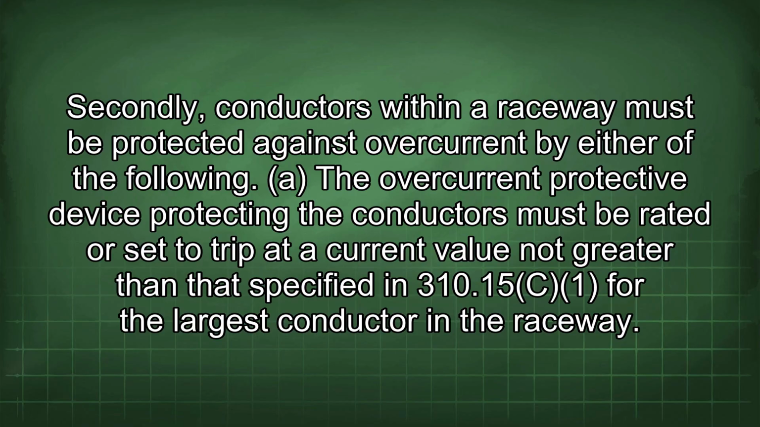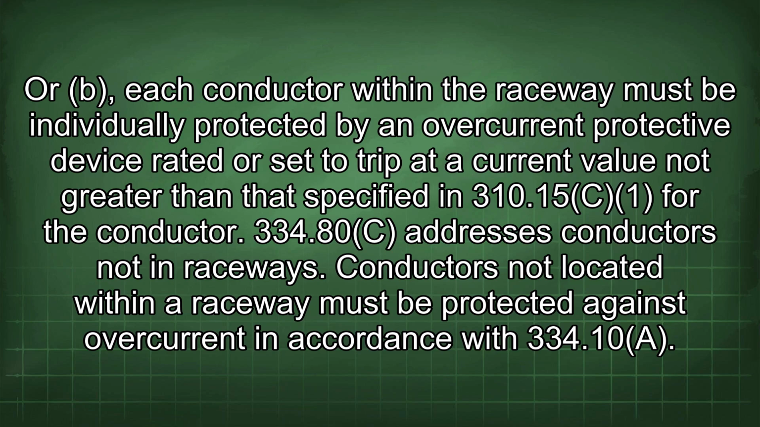A. The overcurrent protective device protecting the conductors must be rated or set to trip at a current value not greater than that specified in 310.15(C)(1) for the largest conductor in the raceway. Or B. Each conductor within the raceway must be individually protected by an overcurrent protective device rated or set to trip at a current value not greater than that specified in 310.15(C)(1) for the conductor.